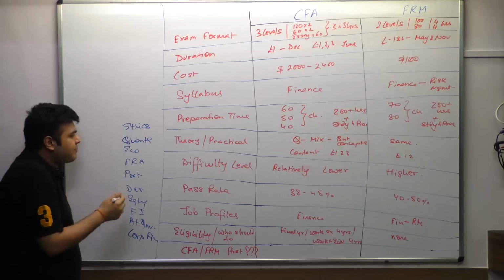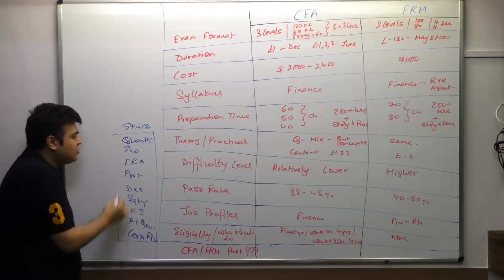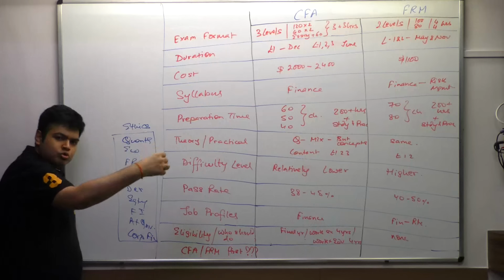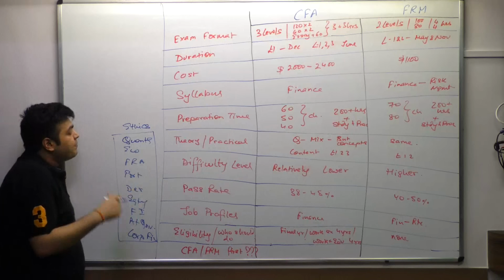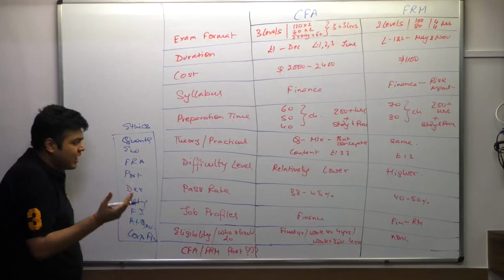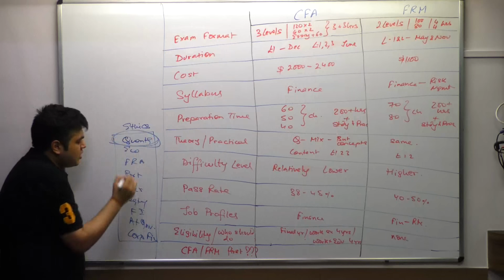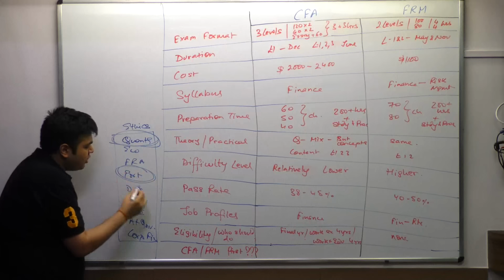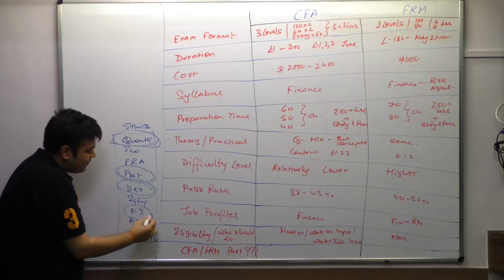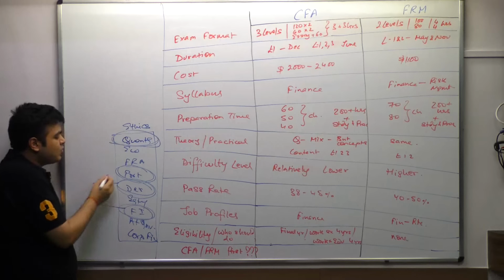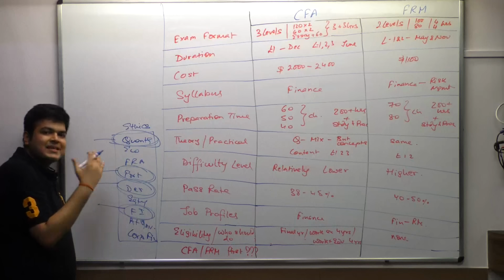In CFA, the weightage of these subjects keeps changing as you move from level 1 to 2 and to 3. There will be certain overlap with respect to the FRM also. In FRM, you would find an overlap with quants. You will find an overlap with portfolio, with derivatives, and with fixed income. These are the subjects where you would find an overlap between CFA and FRM.